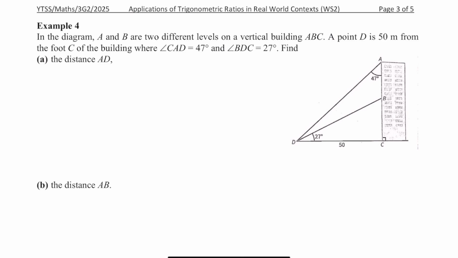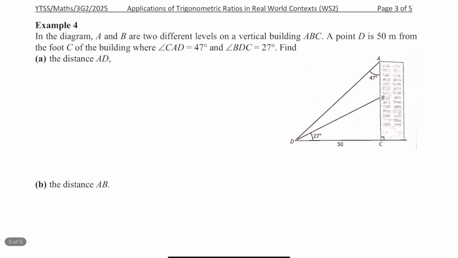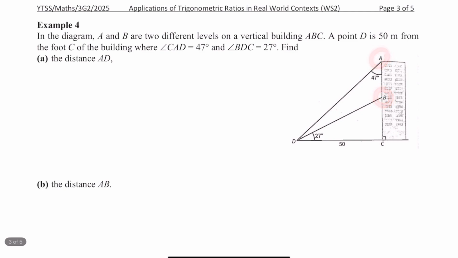Let's look at example 4 now. In example 4, I have levels A and B, two different levels on a vertical building. So this is the vertical building over here. And point D is 50 meters away from the foot of the building, point C. And this angle here, CAD, is 47 degrees and BDC is 27 degrees. So find distance AD. So over here, AD, you can see that it's part of this big triangle.